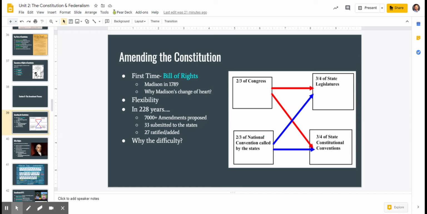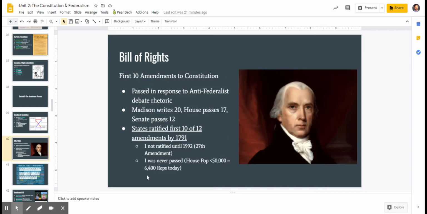All right. Even though, we've tried, right? There've been several proposed amendments, thousands actually. 33 have been passed by Congress, but there were 5 of those that did not get ratified by the states. Okay, so it is fairly difficult.